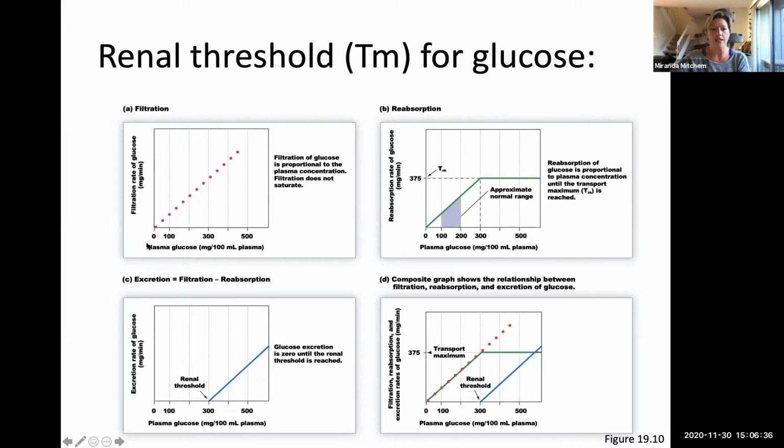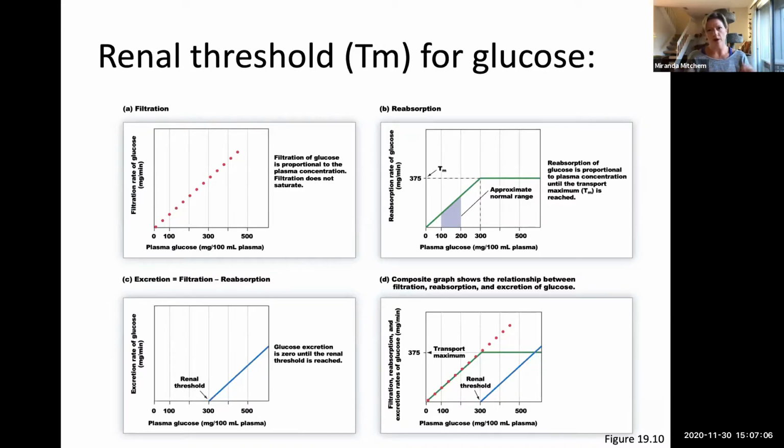We're looking at plasma glucose levels increasing on the x-axis, and then the filtration rate on the y, and we are able to filter it in direct proportion to the concentration of plasma glucose. So filtration of glucose is proportional to the plasma concentration. The filtration part is not what saturates, right?